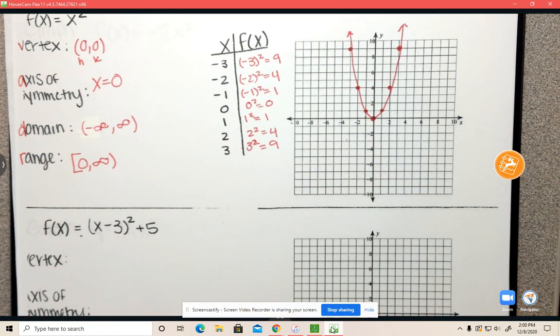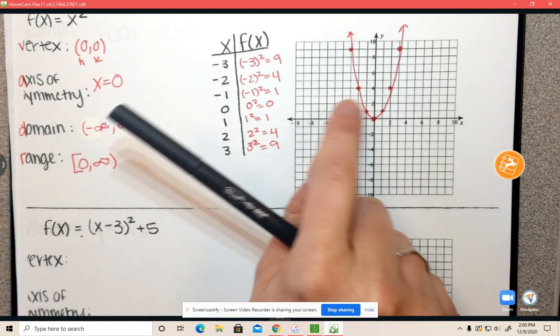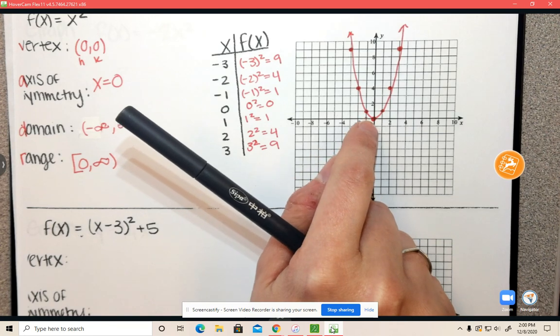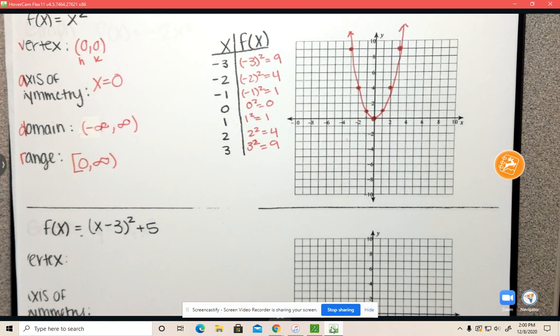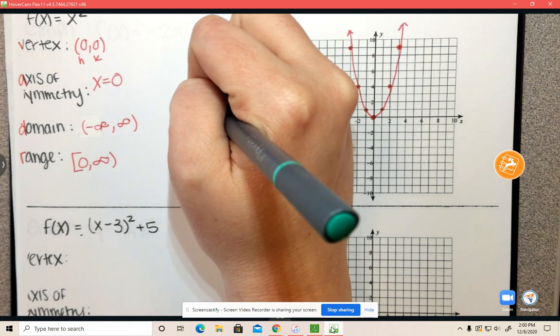Now, I'm going to show you a trick to graphing that's going to make this easier. You only have to do one side, because you notice they're the same on both sides of the vertex. So if you get one side, you can just mirror it to the other side. And so what I want you to notice, let's just look at the positive.